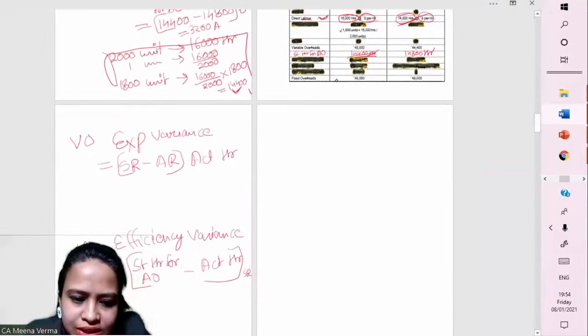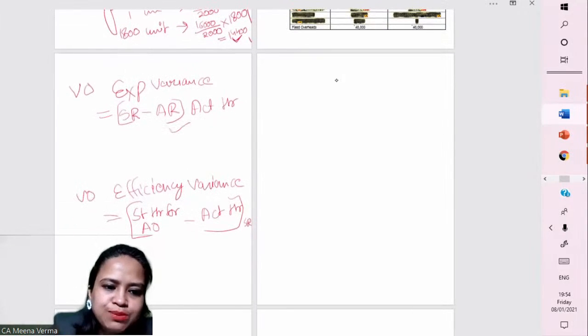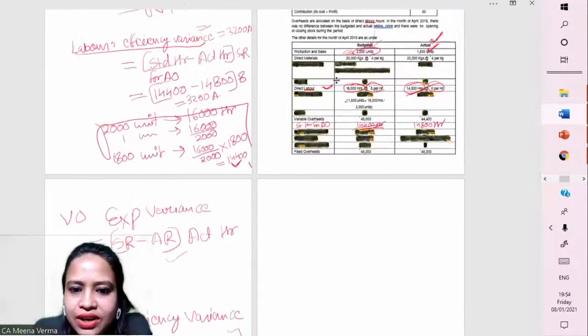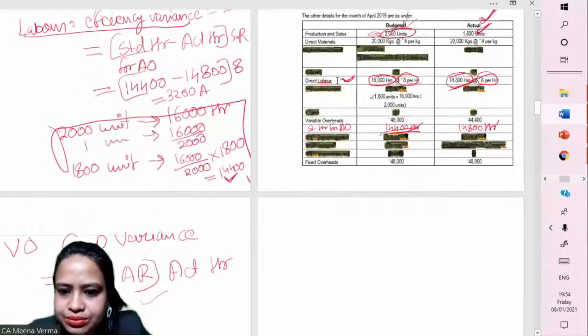I want you to do it. This is the variable overhead expenditure variance. This is the variable overhead efficiency variance. You have to consider the standard rate in case of variable overhead.